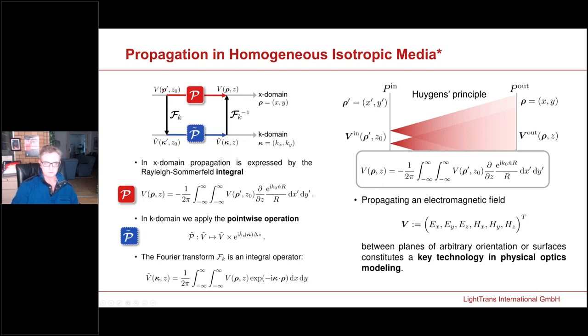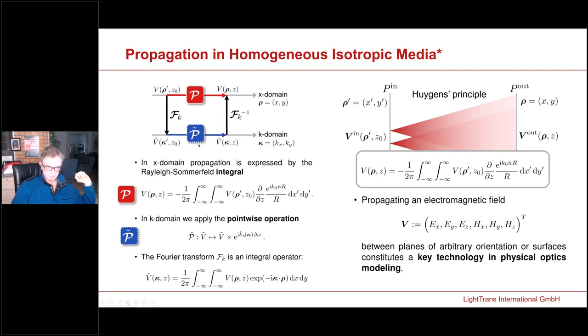That means you can use a convolution theorem and formulate it as a product of the Fourier transform of this. And the Fourier transform of this, that's a Weyl representation, by the way. The Fourier transform of this is this. That means it's a phase factor. That means in K domain, the Rayleigh-Sommerfeld integral becomes a simple product. So Fourier transform, product, Fourier transform.